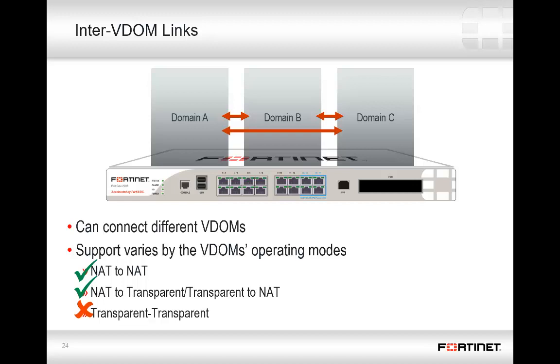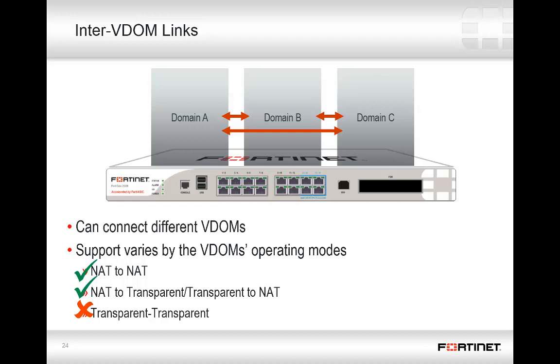To review, each VDOM behaves as if it is on a separate FortiGate appliance. With separate FortiGates, you would normally connect a network cable and configure routing and policies between them. But VDOMs are on the same FortiGate, so how should you route traffic between them? The solution is inter-VDOM links.